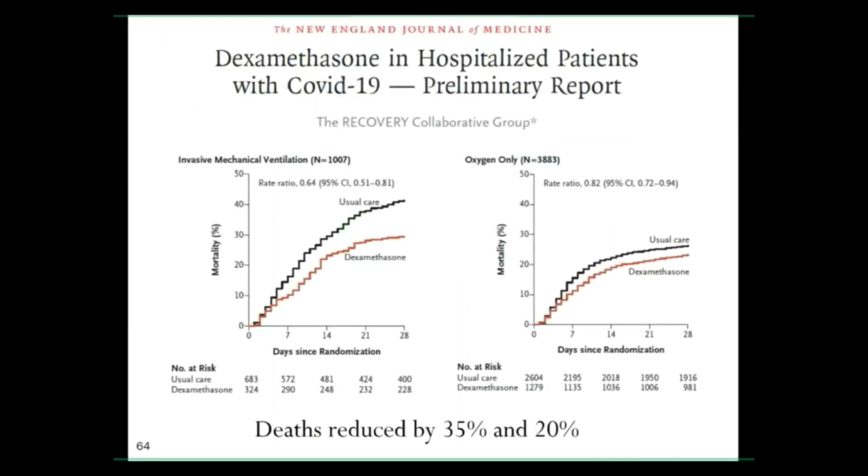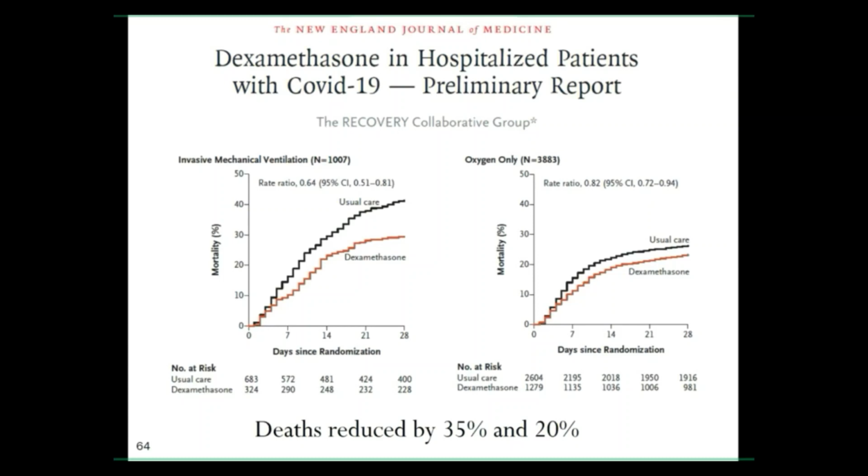So we then come to the RECOVERY study, in which they randomized a good number of patients. This was not a small randomized study, to dexamethasone 6 milligrams a day or placebo. You can see the significant reduction in mortality, 35% in patients on mechanical ventilation, and again, patients just on oxygen, a 20% mortality reduction. So again, patients in the pulmonary phase of COVID-19 who received corticosteroids had a significant reduction in mortality. And this becomes important because this is the only intervention that has been proven to reduce the mortality of COVID-19. And it's important to repeat that. This is the only intervention which has been proven to reduce the mortality in patients with COVID-19.